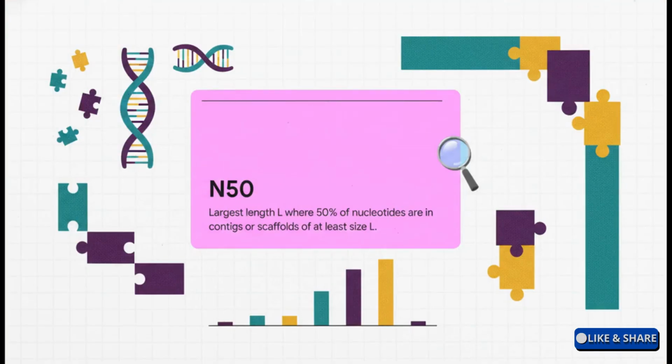Okay, but how do we score this massive completed puzzle? How do we know if our assembly is actually any good? Enter a mathematical metric called N50. The N50 is the largest length L where half of all your assembled nucleotides are contained in contigs or scaffolds of at least that size. To put it simply, a higher N50 metric means you've got a far more contiguous, high-quality assembly. It means your puzzle is made up of large, solid blocks rather than millions of tiny, fragmented pieces.